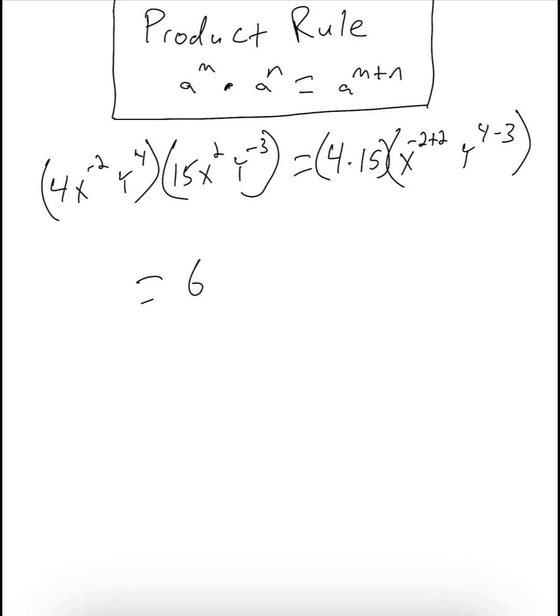So we have 60 times x raised to negative 2 plus 2. So negative 2 plus 2 is going to equal 0. So x raised to the power of 0. Anything raised to the power of 0 is always 1. Now y raised to the power of 4 minus 3 is going to be y raised to the power of 1. Anything raised to the power of 1 is just the number itself, so our answer is going to be 60y.